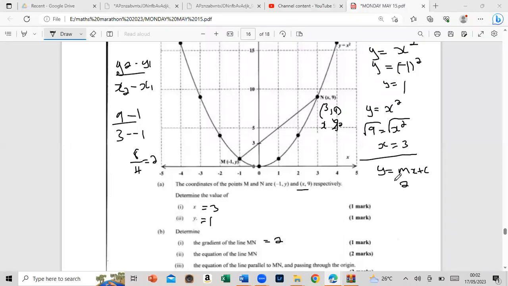We already know the gradient, so if we know the gradient, we only need the y-intercept. Wouldn't the y-intercept be this? Yeah, because we cut the graph, so it's going to be this, but we can still work it out. So x will be 3.